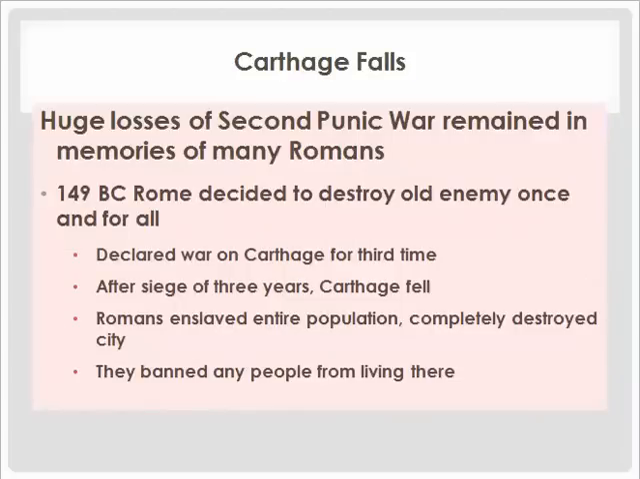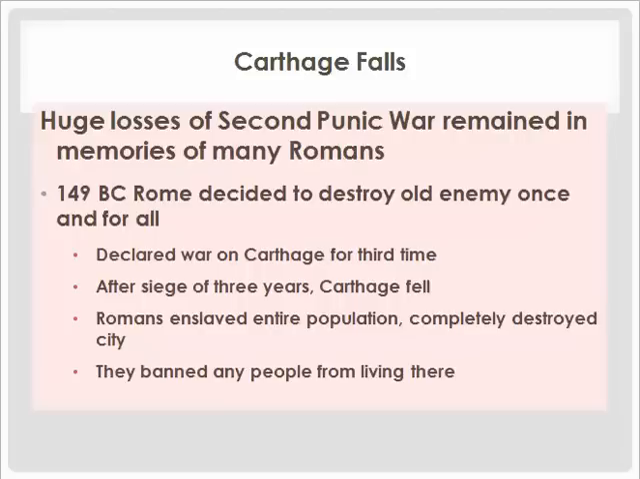However, after the huge losses of the Second Punic War, memories of all the losses and the dead remained in the Roman minds, and so they decided, you know what, we're going to make those Carthaginians pay. So they declared war a third time on Carthage. After that, they besieged the city for 3 years, meaning they surround it, don't let anybody in, and they completely destroy the city. They even salt the grounds of the city and the land so no one could ever plant food or anything else ever again.